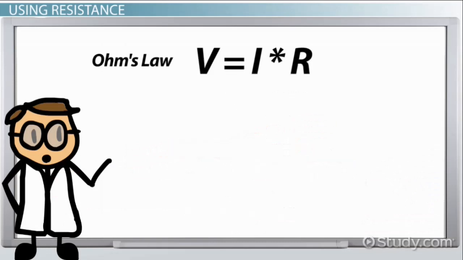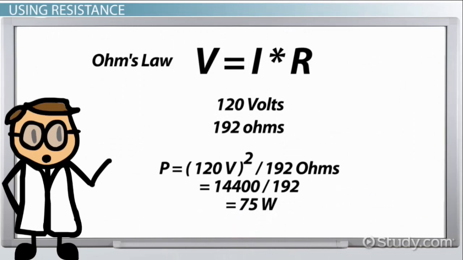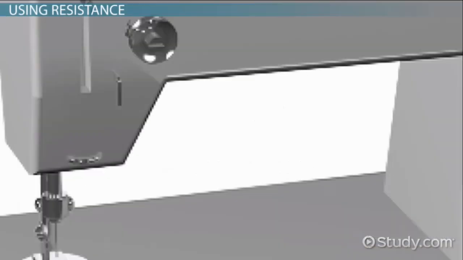Now, say you are given another electrical circuit that is run with 120 volts and a resistance of 192 ohms. You use P equals V squared divided by R to find the power this circuit uses. You get P is equal to 120 V squared divided by 192 ohms, which equals 14,400 divided by 192, which is equal to 75 watts. This is enough to power a sewing machine.